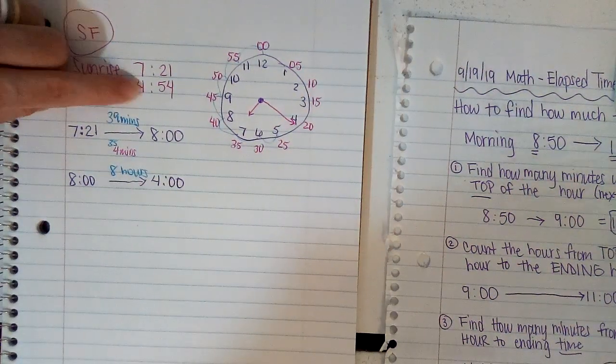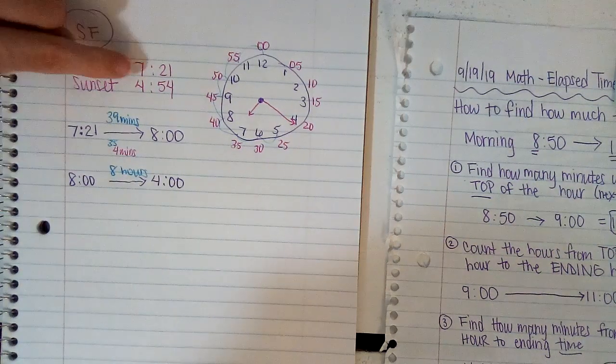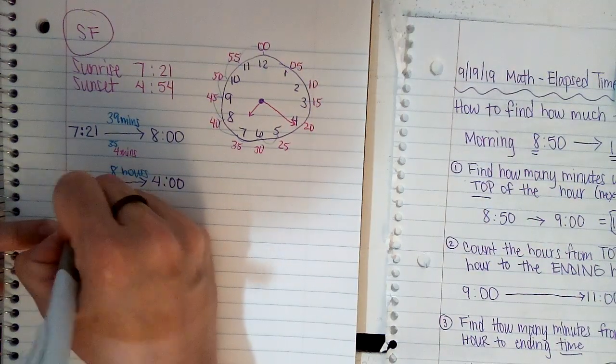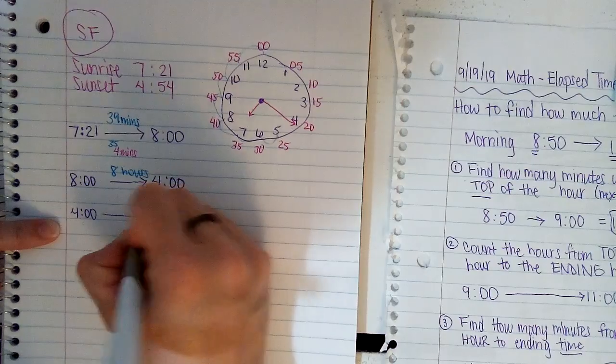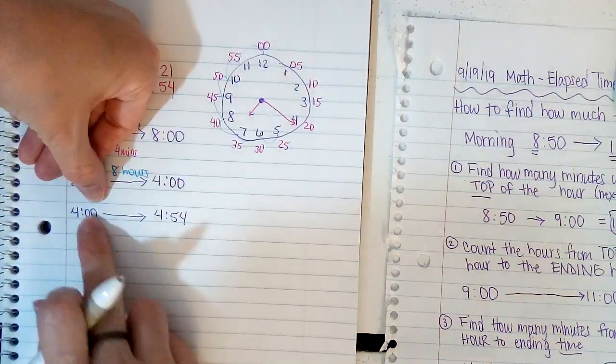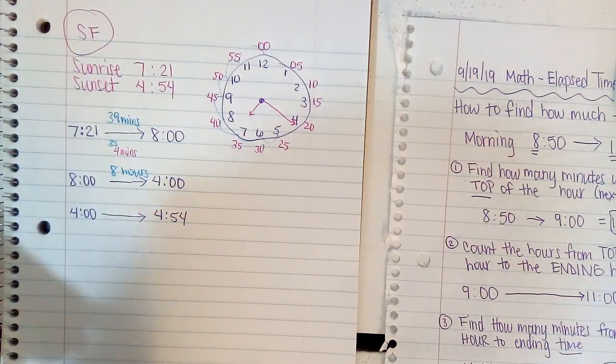And let's look at the minutes here. So from 4 o'clock to the ending time, which is 4:54. Oh my gosh, I like this. This one's easier for me because it's 0 to 54. So that's already 54 minutes.